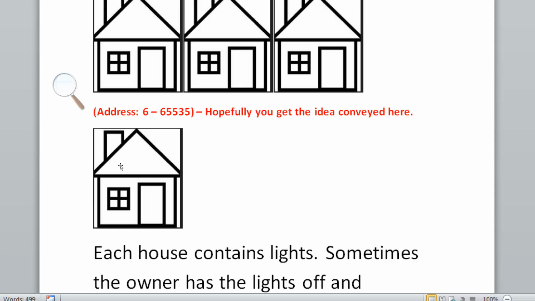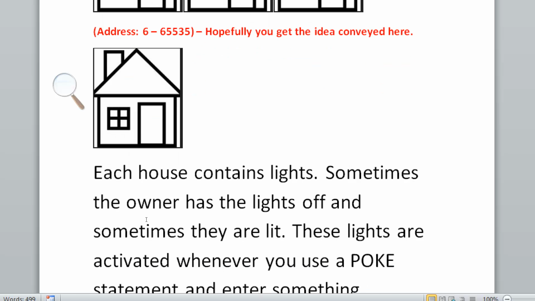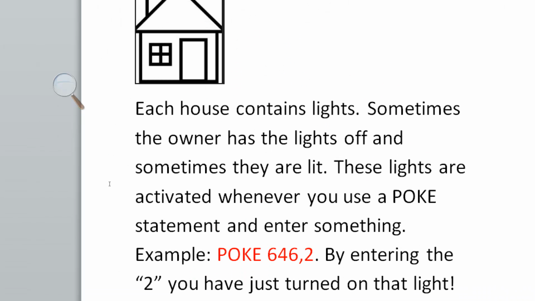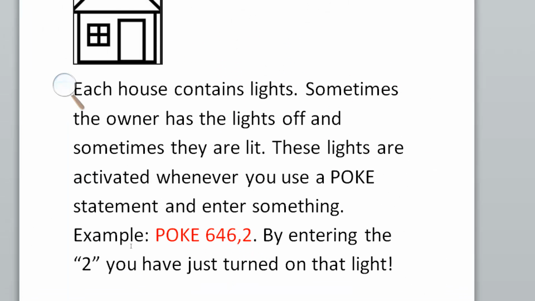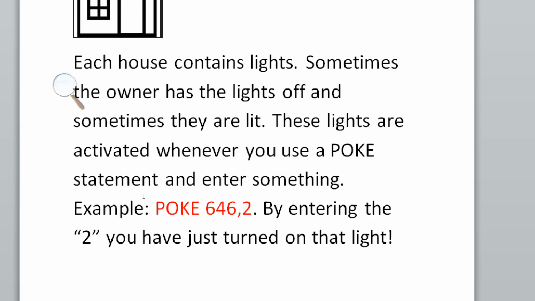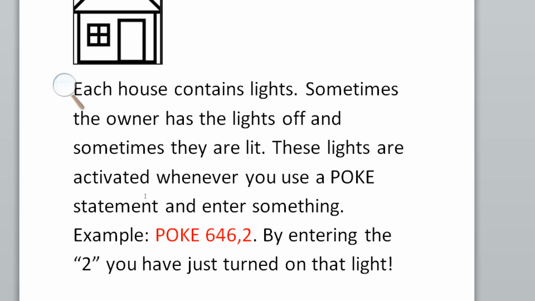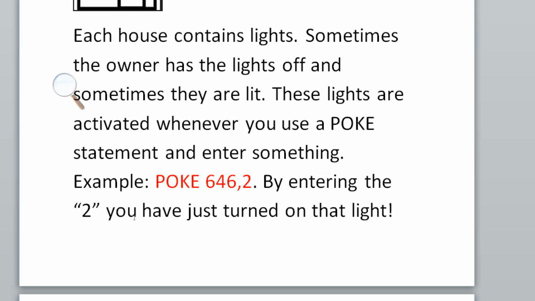So just imagine those poke statements representing those houses. Each house contains lights, and this is where I'm going to get to the next example I was talking about. Sometimes the owner has the lights off, and sometimes they are lit. These lights are activated whenever you use a poke statement and enter something. As an example, if you poke 646,2, which is the color register, by entering that 2, you just turned on that light in your computer's memory. So right here, this 2 represents the light.